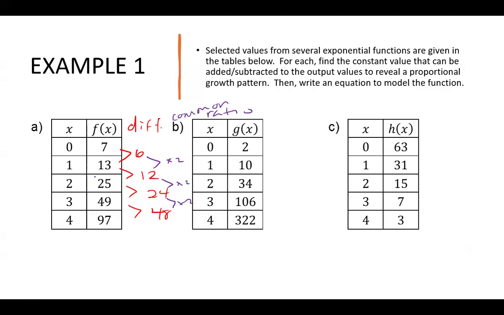And we know our a, because a is your initial. So we know that this is our a. And it says that there is a translation, because it says a constant value is being added or subtracted. So essentially, we're trying to find the form y equals a times b to the x, plus or minus our d value.